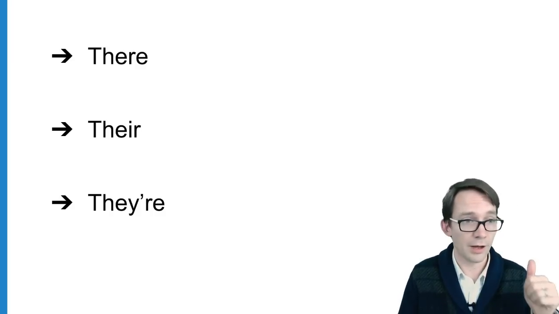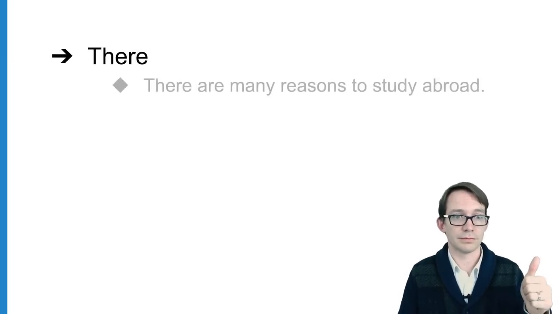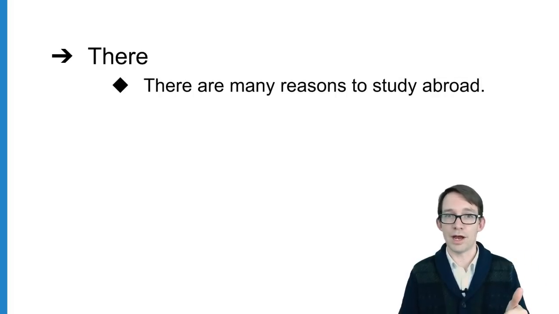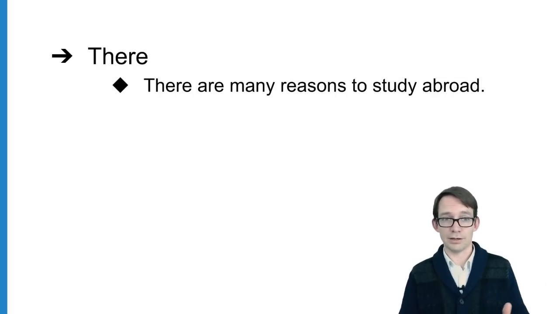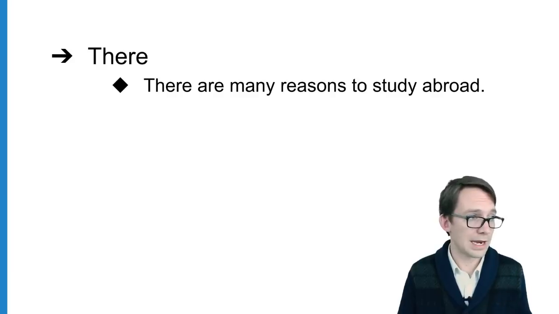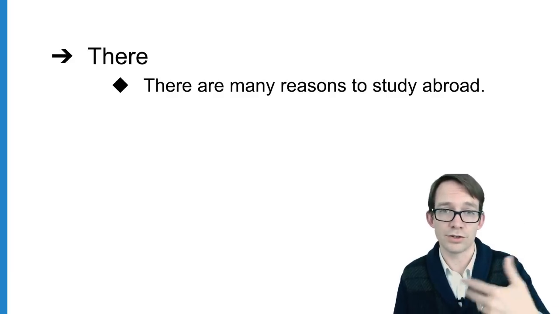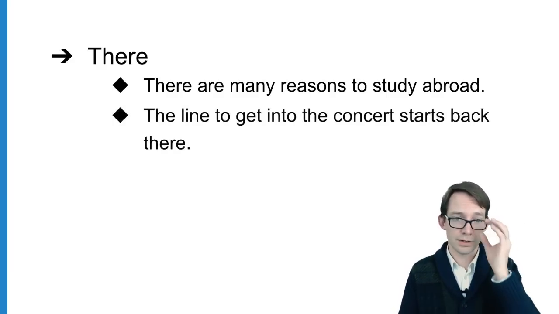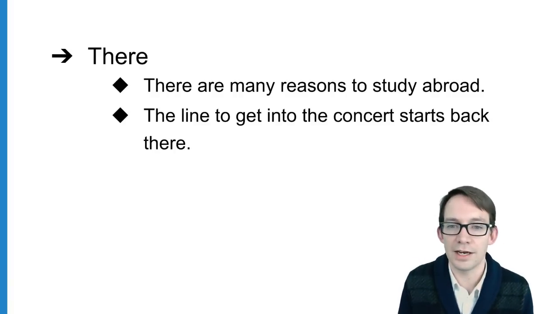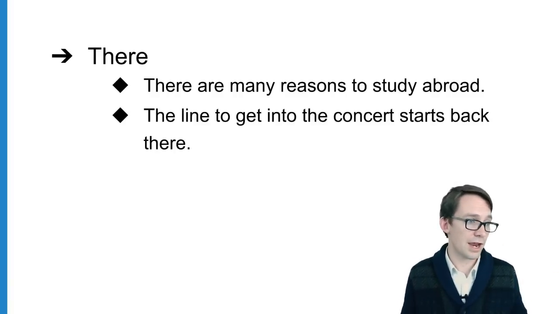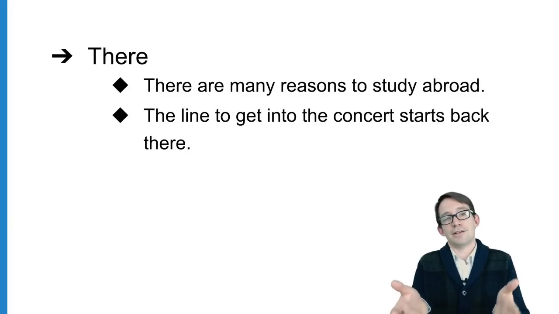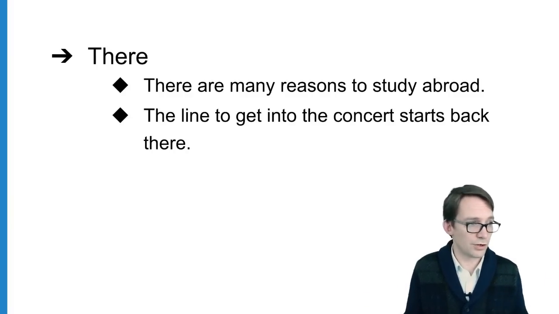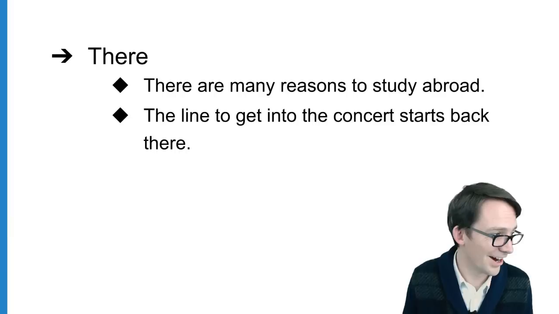So there, obviously, is the adverb, or the expletive, meaning, well, in this case, it has no meaning. There are many reasons to study abroad. It's just an introductory word. Or, in this case, the line to get into the concert starts back there. So there, T-H-E-R-E, is the opposite of here, obviously. So make sure your spelling is correct there, all right?